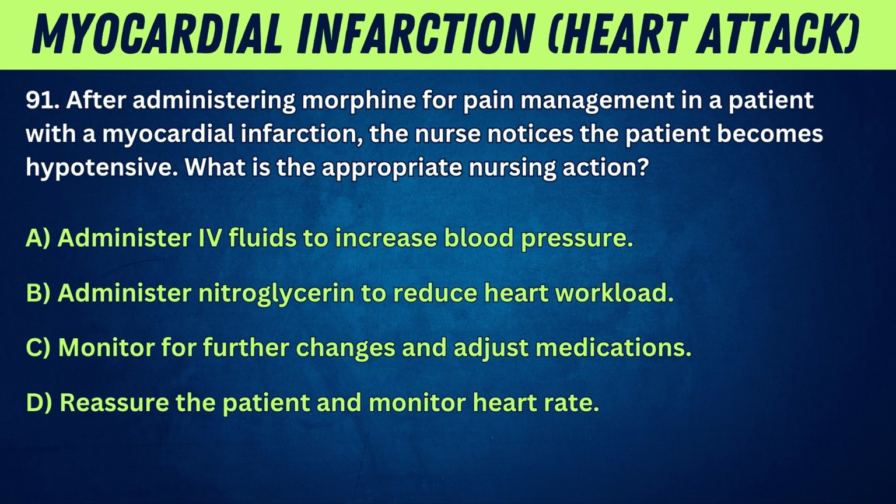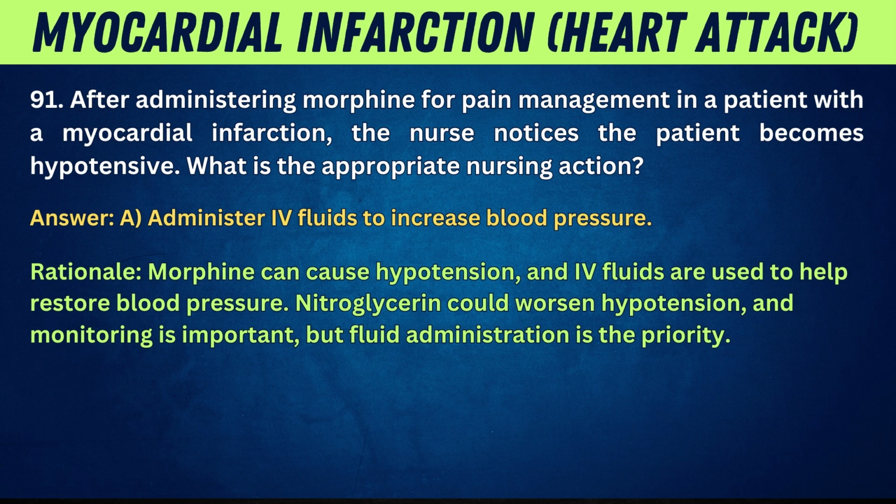91. After administering morphine for pain management in a patient with a myocardial infarction, the nurse notices the patient becomes hypotensive. What is the appropriate nursing action? A. Administer IV fluids to increase blood pressure. B. Administer nitroglycerin to reduce heart workload. C. Monitor for further changes and adjust medications. D. Reassure the patient and monitor heart rate. Answer: A. Administer IV fluids to increase blood pressure.